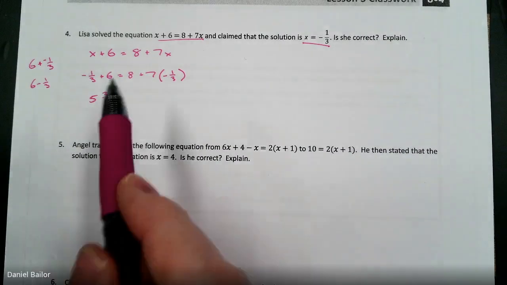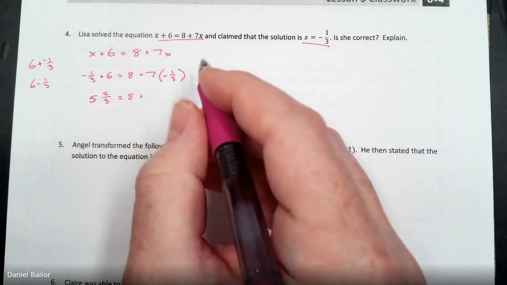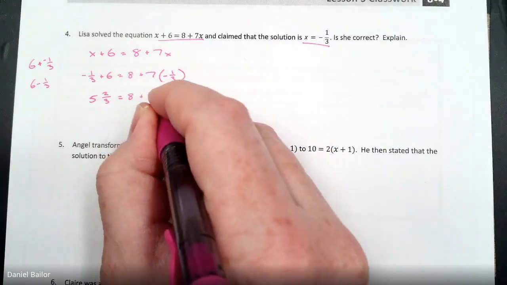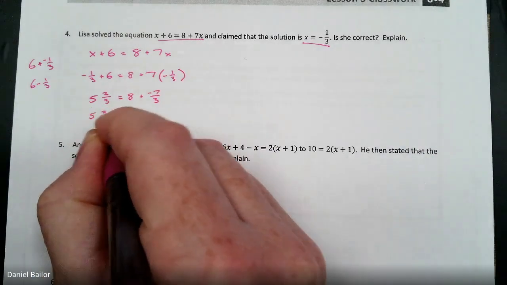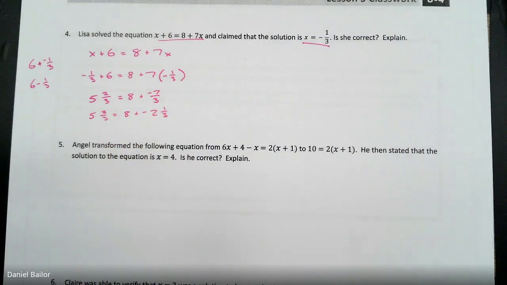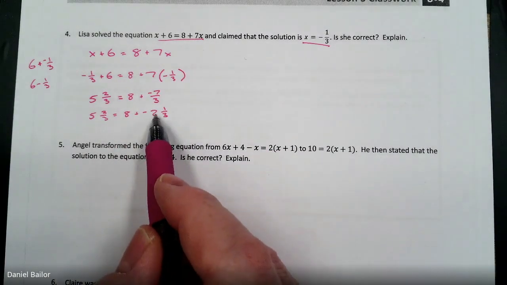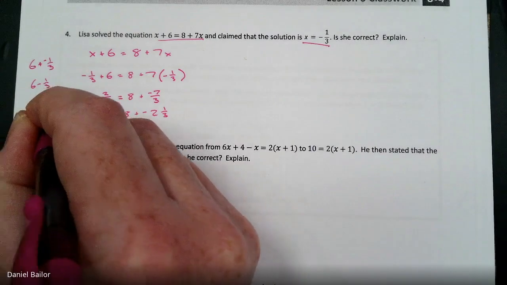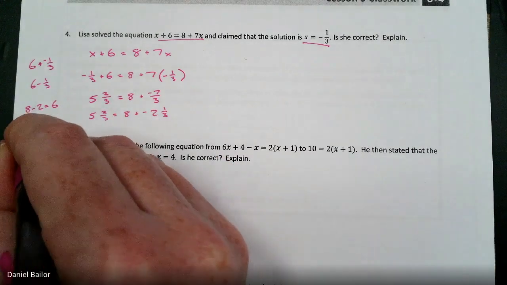But let's look at the right side of the equation. We need to do 7 times negative 1/3. Multiplying fractions, we just get negative 7/3. Negative 7/3 is negative 2 1/3. So we do 8 minus 2 1/3. Now, the way I do this is I do the whole number first. 8 minus 2 is going to be 6. So I do 8 minus 2, and that gives me 6. And then I still have to do the minus 1/3. So then I do 6 minus 1/3.